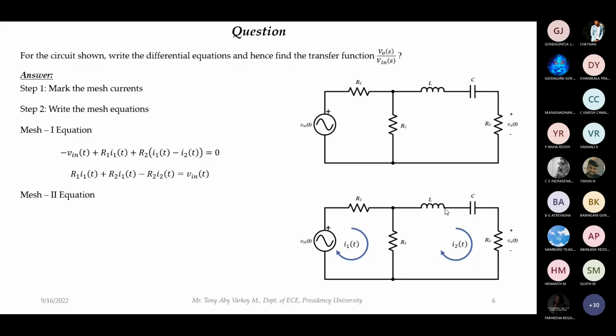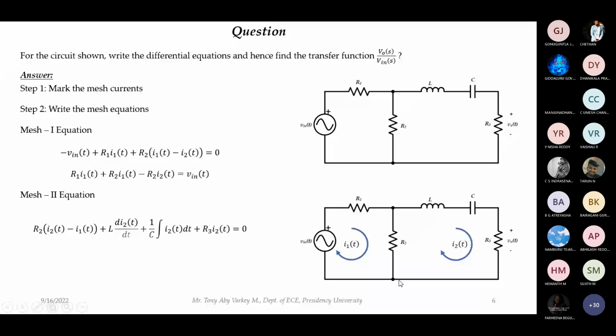Now, what is the voltage across a capacitor? What is the equation for voltage across capacitor? So 1 by c integral I2 of t into dt. Correct. So if I start from here, first thing that is coming is R2 into I2 of t minus I1 of t plus L into di2 of t by dt plus 1 by c integral I2 of t dt plus R3 into I2 of t equal to 0. Is it clear?